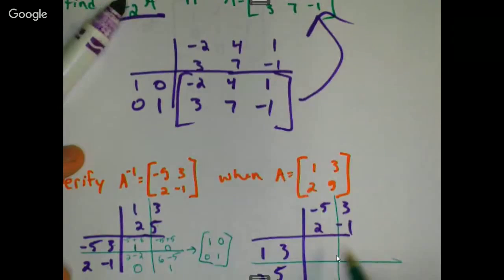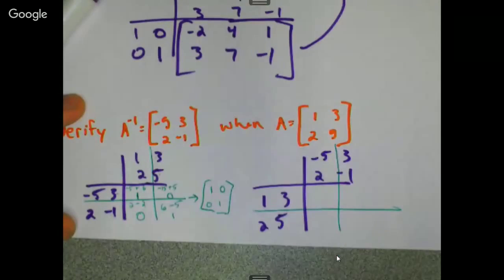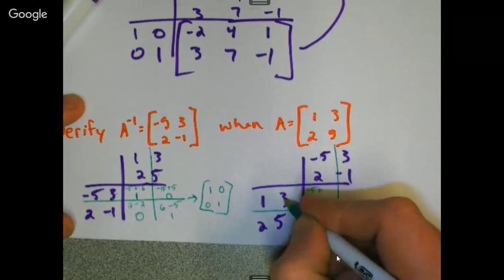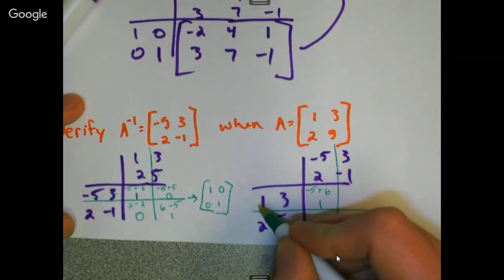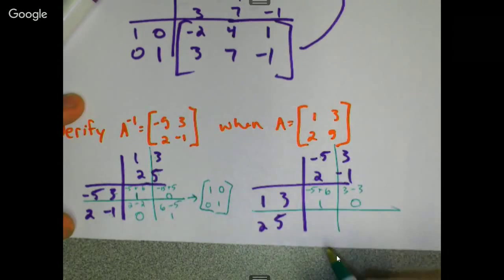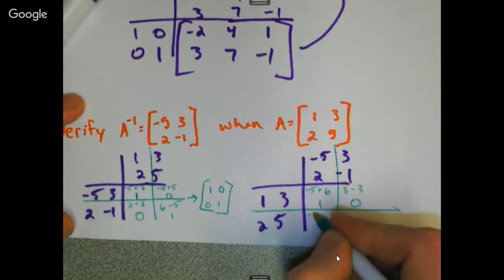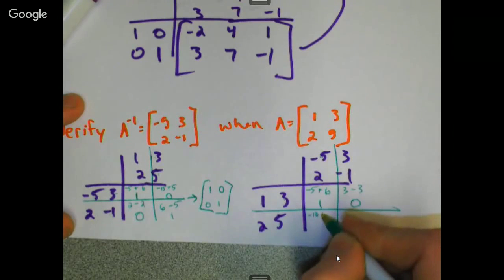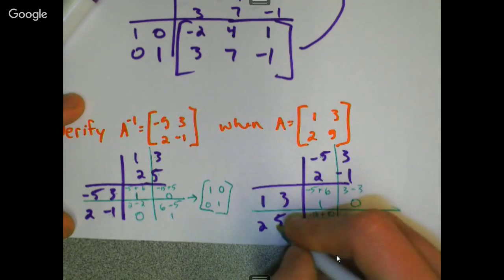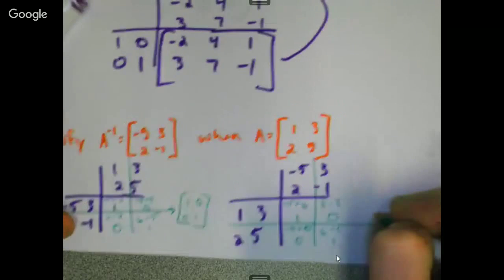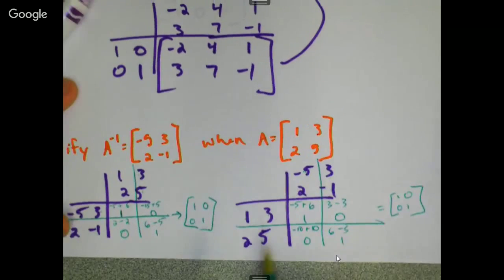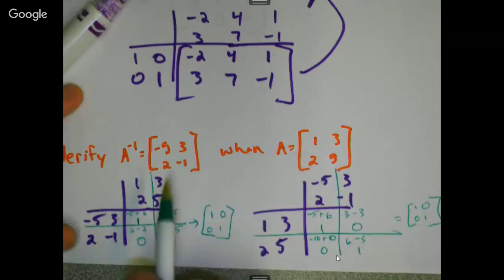But I've got to check this one here to make sure I get the identity matrix back. So I have 1 times -5 plus 3 times 2 is 6. So that's a 1. I have 1 times 3 is 3. 3 times -1 is -3. That's a 0. 2 times -5 is -10. 5 times 2 is 10. That's 0. 2 times 3 is 6. 5 times -1 is -5. So that's a 1. So again, I do get an identity matrix both directions. So yes, these two are inverses of each other.